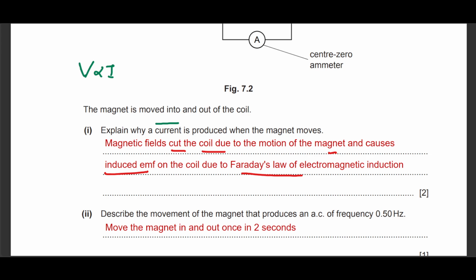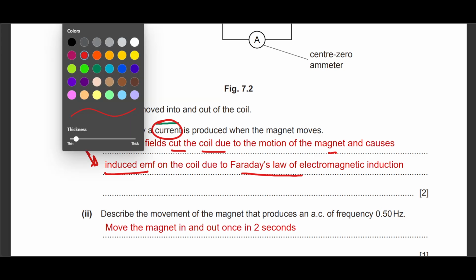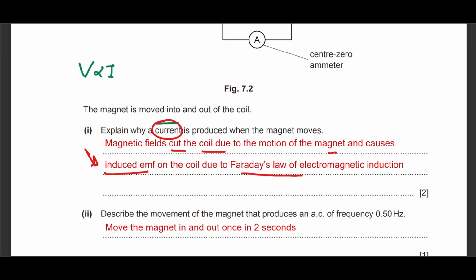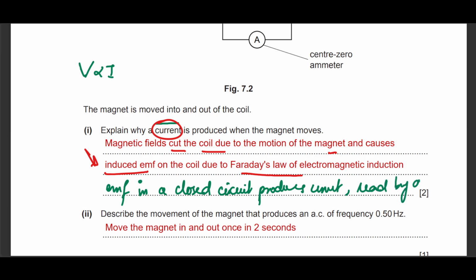Now, once you've landed on the induced EMF, you must mention why there is current. So then you will mention that EMF in a closed circuit produces or causes current, which is read by the ammeter. You see, if this had been just about voltage, we would have ended our question at this point.